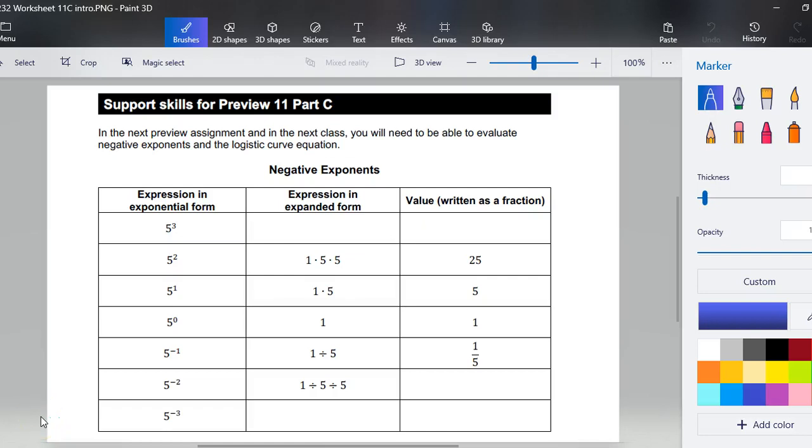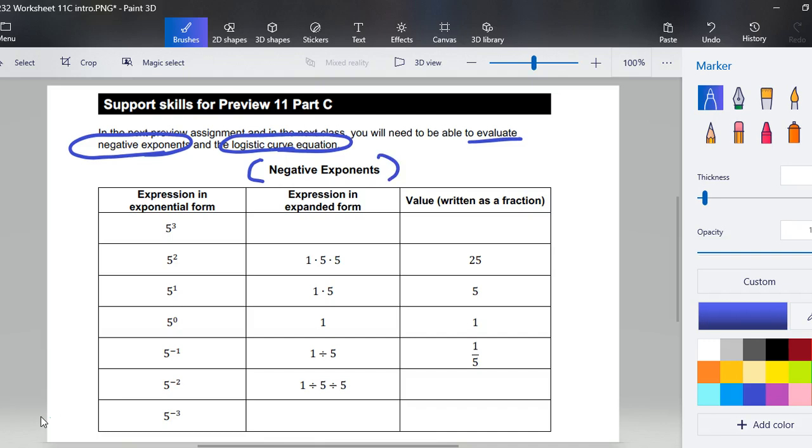We are now at 11C. In the next preview assignment in the next class, you're going to need to be able to evaluate negative exponents and the logistic curve equation. So let's start with looking at some negative exponents.